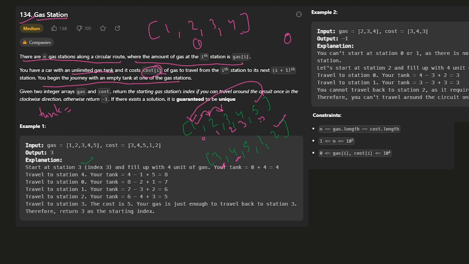Now let's remove all this. I believe, guys, this is clear to you. So we are going to start now with index 3. Let me remove all this first. So now, guys, if I start from index 3, that means the value 4, my tank will initially have 4, right?